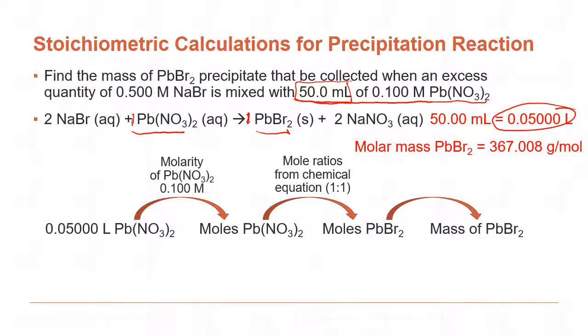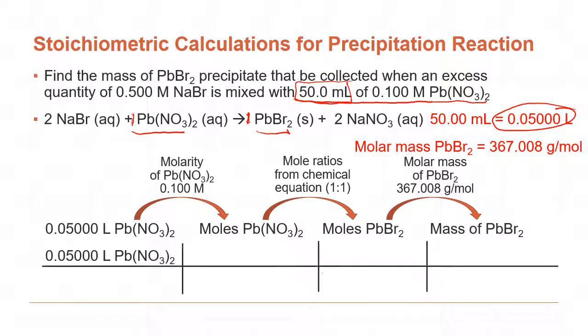So let's start with the quantity that I know. That's going to be expressed in liters. And once I know that, I'm going to use the molarity of the solution to convert to moles. So the first conversion factor uses that molarity. Then I'm going to convert from moles of lead nitrate to moles of lead bromide. And at the end, I'll take my moles of lead bromide and convert that into mass. So let's start with our starting information. There's the 0.0500 liters of lead nitrate.